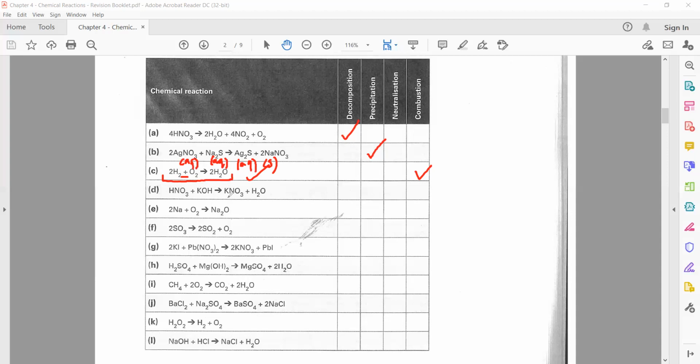What do we think the next one is? We've got the formation of a metal salt and water. So a metal salt and water, and the reactants are an acid, nitric acid, plus a metal oxide, which is potassium oxide. Yeah, neutralization, exactly, because neutralization is when we've got the products being a metal salt and water, okay? What about the next one?